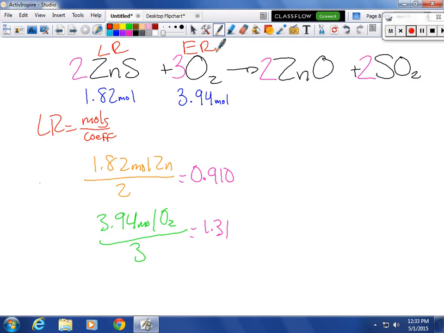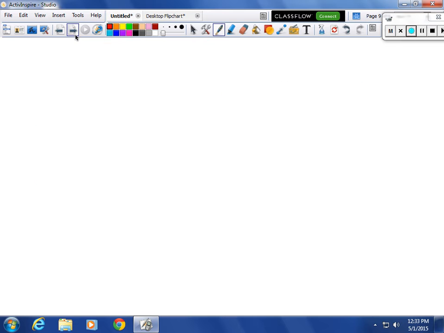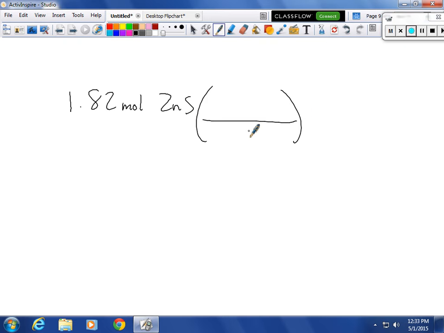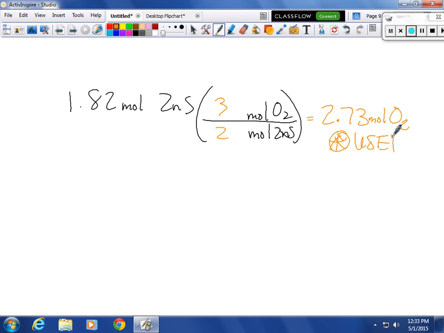Well, then let's move on to the second part, which is how many moles of excess remain. So I originally had 1.82 moles of ZnS, and I need to go from moles of ZnS to moles of O2. And what's the mole-to-mole ratio? 3/2, which gives me how many moles of O2? Okay, what is it? 2.73 moles of O2. And remember, this is used.